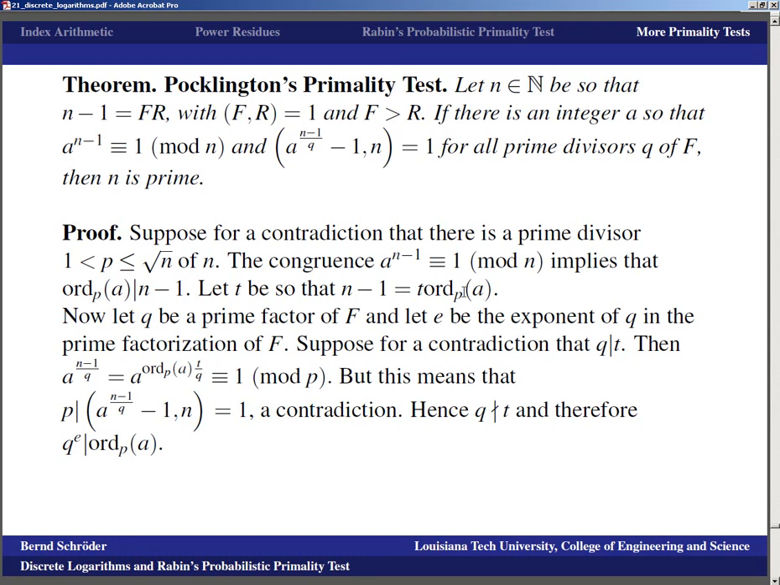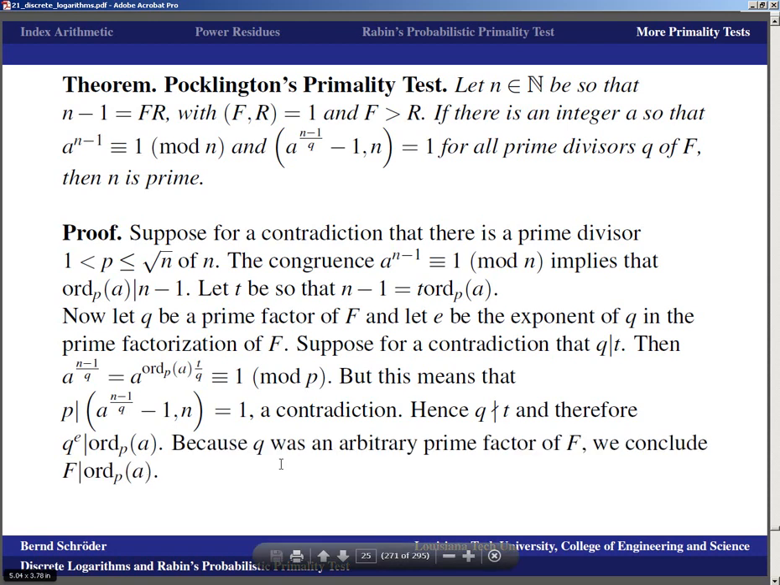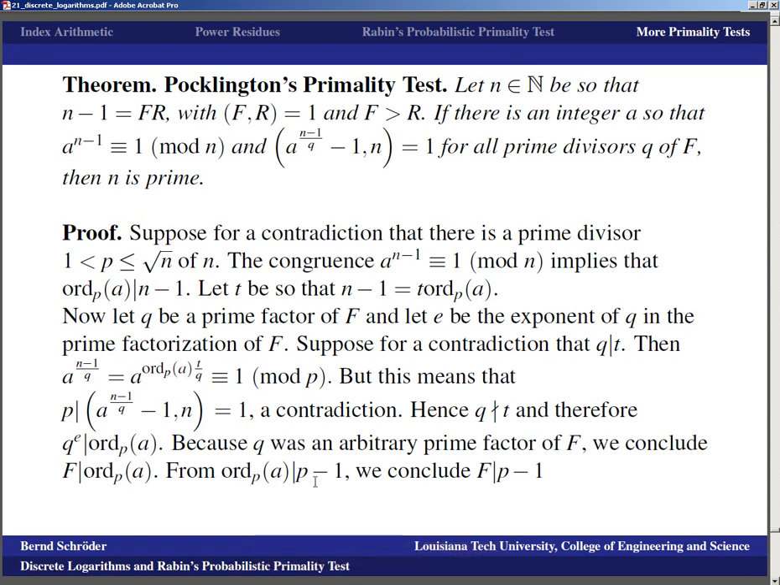n-1 is t times the order of a modulo p. Well, if q doesn't divide t, q must divide the order of a modulo p, and all the other powers must also go into the order of a modulo p. And because q was an arbitrary prime factor of f, we conclude that f must divide the order of a modulo p. Sure, if that works for one prime factor, it works for all of them. Then we put them together. But the order of a modulo p, because p is prime, by Fermat's little theorem certainly divides p minus 1, and that means that f divides p minus 1, and that means that f is strictly smaller than p.